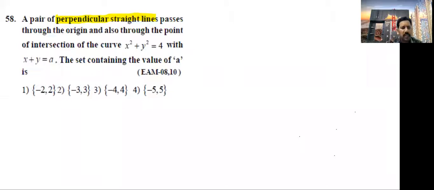A pair of perpendicular straight lines passes through the origin and also the point of intersection of the curve with the line. Find the set containing the value of a. Here, first of all, one curve is given, one straight line is given. We need to do homogenizing. First, take the line x plus y is equal to a. This is (x plus y) divided by a is equal to 1.